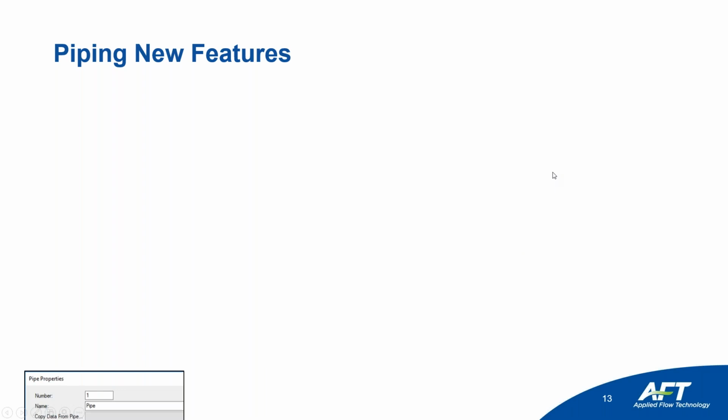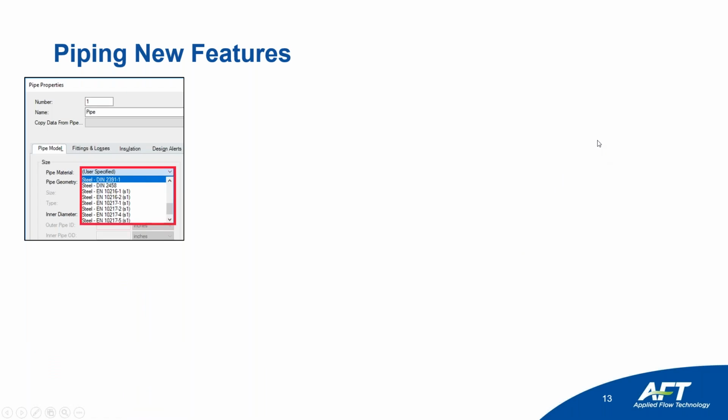All right. Some other piping new features. There are new pipe materials that are available to you. If you go under the pipe material drop-down menu, you can see that we have these DIN and EN standards. Those are some new pipes that you can work with. Now, if there's a pipe material that you need to model that is not in the software, don't worry about that. It's very easy to customize your own pipe material database.